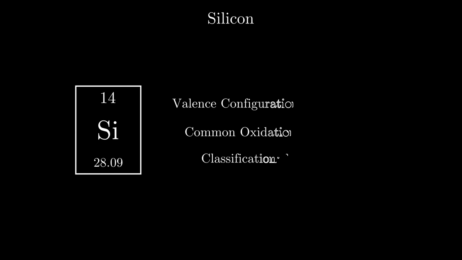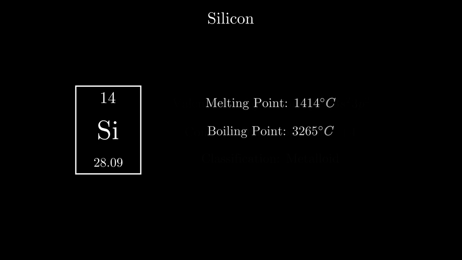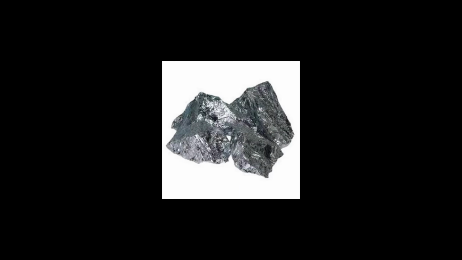Silicon, element number 14 with an atomic mass of 28.09 AMU. It has a valence configuration of 3s2 3p2, normally taking on an oxidation state of +4, a melting point of 1414 degrees Celsius and a boiling point of 3265 degrees Celsius. Silicon is the first metalloid in this group. Metalloids look like metals but behave largely like nonmetals.